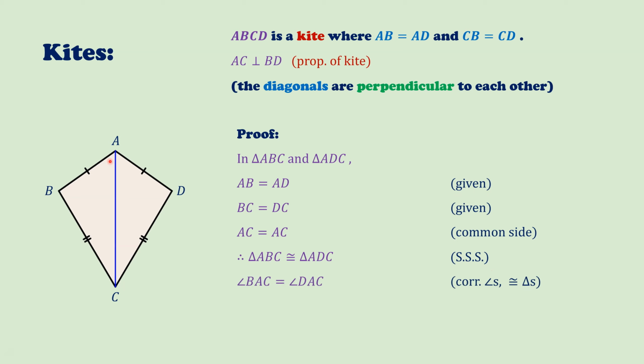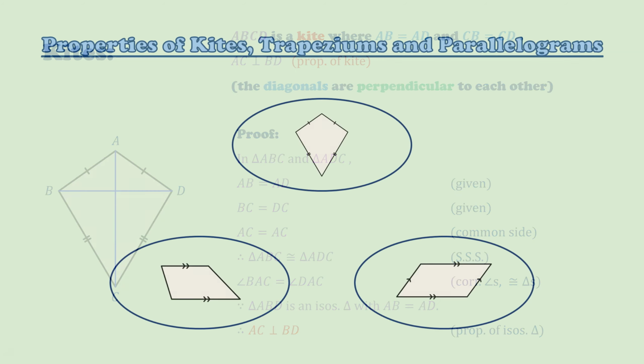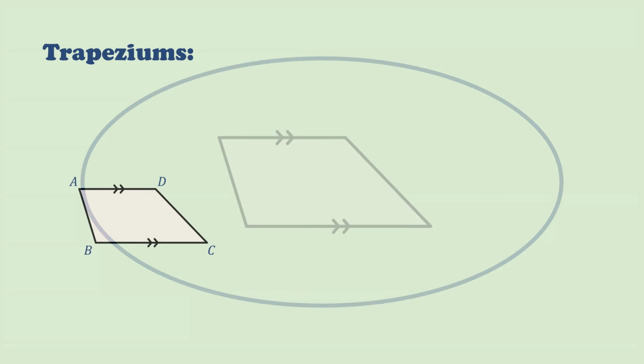Hence, we should know that these two angles, BAC and DAC, are equal because they are the corresponding angles of the congruent triangles. And then we can consider this triangle ABD, which is an isosceles triangle. In this isosceles triangle, because we already know that these two angles are equal, by the property of isosceles triangle, I should know that these two lines are perpendicular, and this is how we can prove this property of kite. Next, we can take a look at the trapeziums.